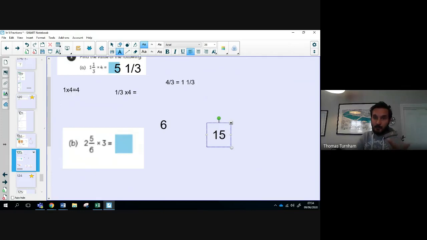So when I take 12 away from 15, that leaves me with 3. And I've got another 2 to add over here, which means that's no longer 6. That's now 8. So I know my answer is going to be 8 and 3/6.